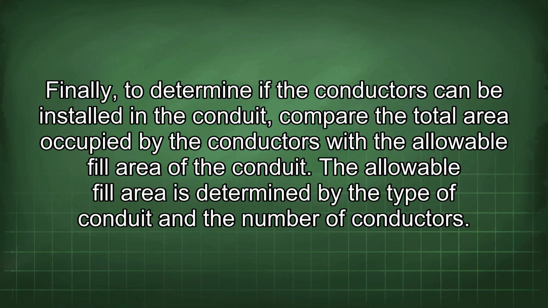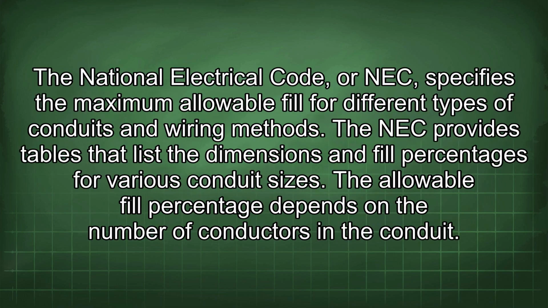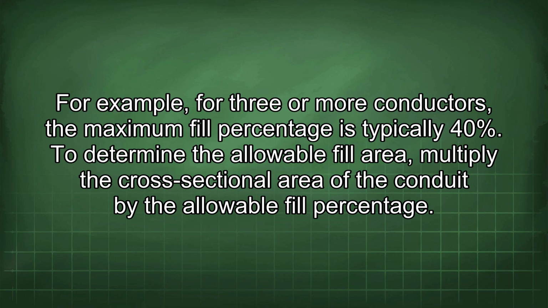Finally, to determine if the conductors can be installed in a conduit, compare the total area occupied by the conductors with the allowable fill area of the conduit. The allowable fill area is determined by the type of conduit and the number of conductors. The National Electrical Code, or NEC, specifies the maximum allowable fill for different types of conduits and wiring methods. The NEC provides tables that list the dimensions and fill percentages for various conduit sizes. The allowable fill percentage depends on the number of conductors in the conduit. For example, for 3 or more conductors, the maximum fill percentage is typically 40%.